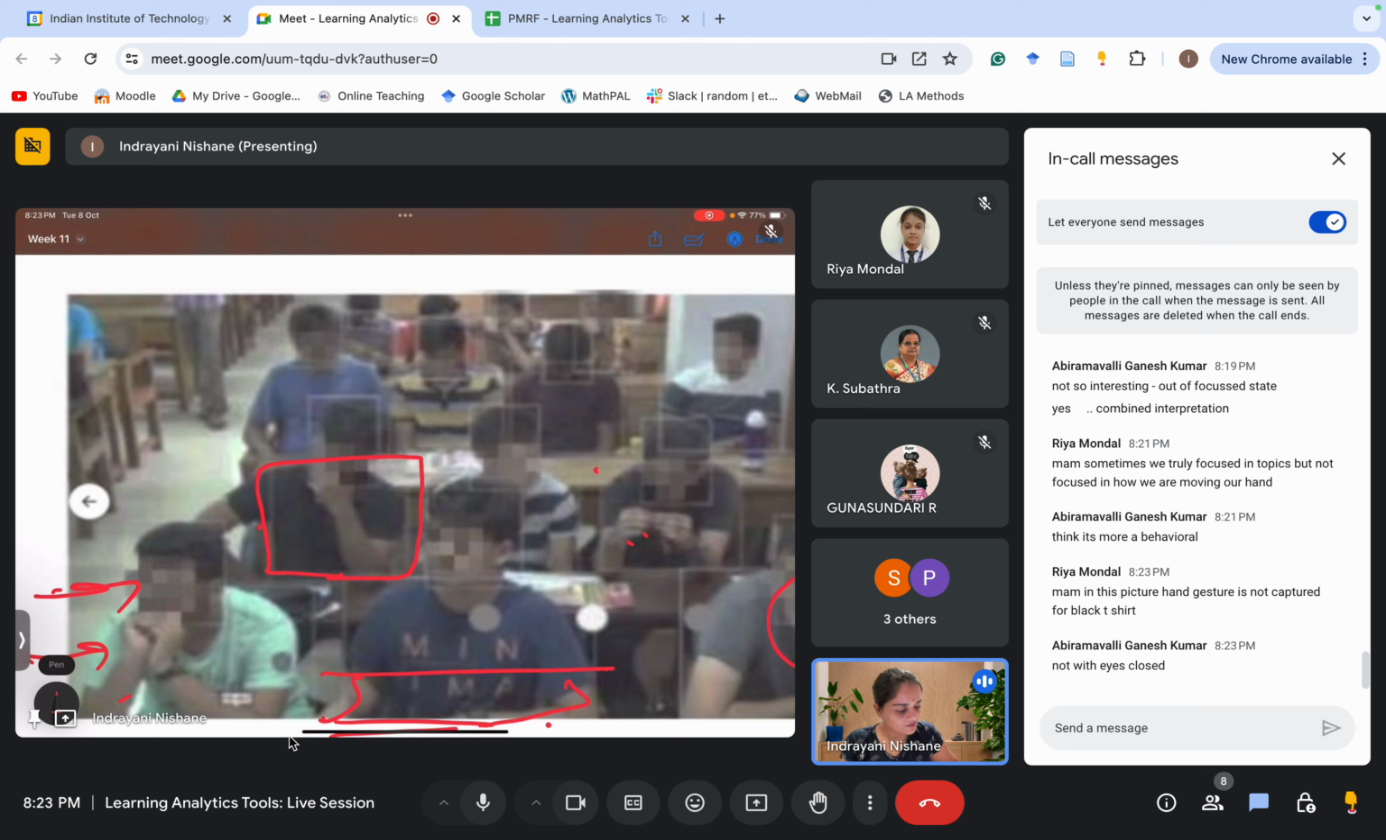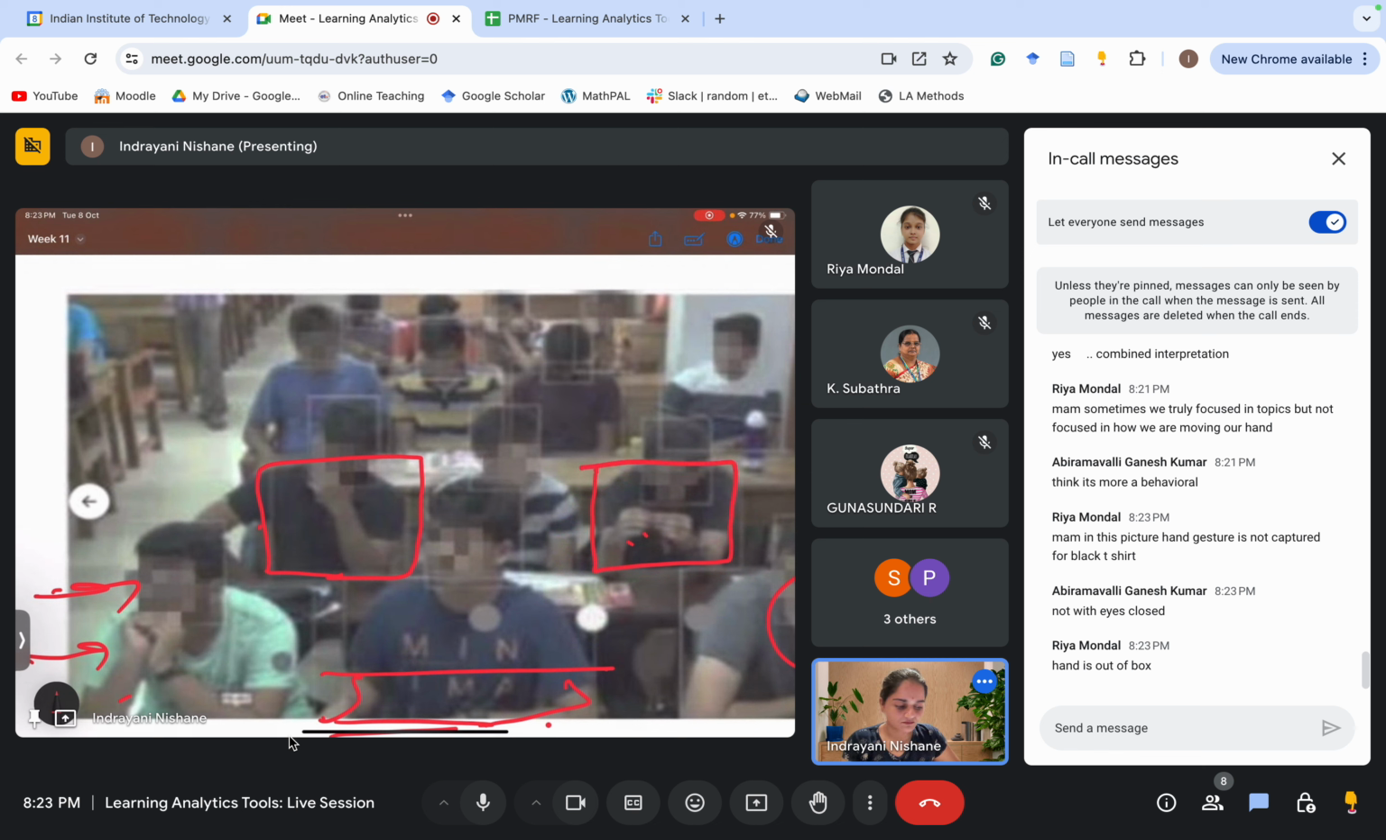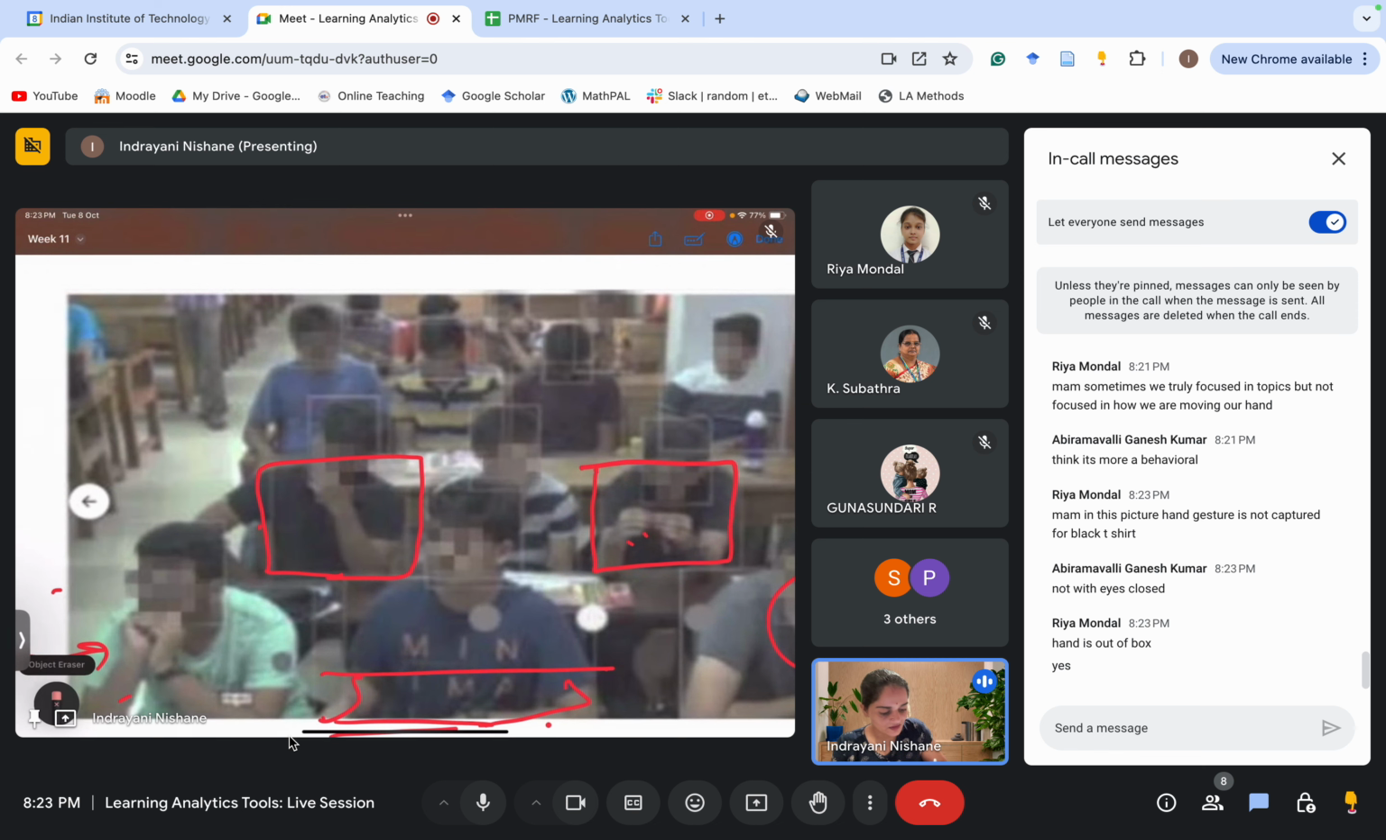Can you see this bounding box? Can you see here this bounding box? Yeah, here. So there is one bounding box which is capturing the face, and one bounding box which is capturing the posture and the hand movement. Hand is out of this smaller box, but it is well within this bigger box.